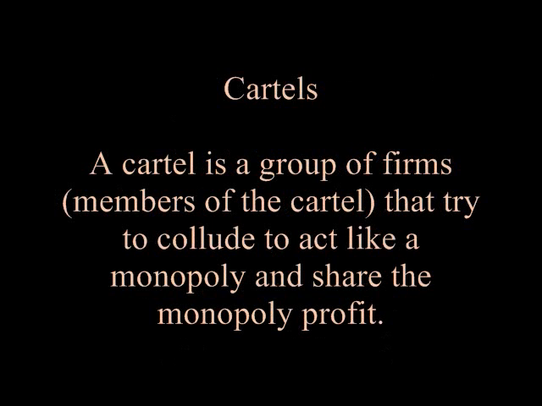Cartels. A cartel is a group of firms, members of the cartel, that try to come together to act like a monopoly and share the monopoly profit.